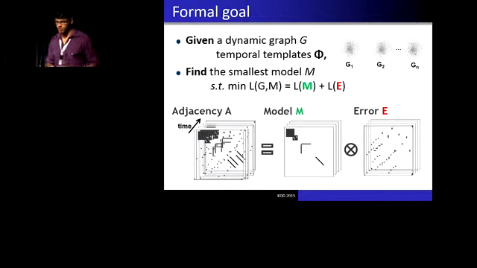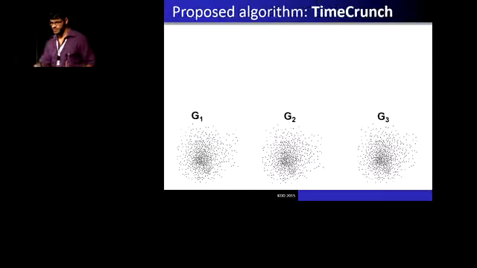Okay, so the formal goal: given a dynamic graph G, a dynamic graph, temporal graph, same thing, we want to use these temporal templates, which I described to you earlier, to find the smallest model M, which minimizes the encoding cost of the graph. We'll encode the temporal graph using this model of templates to describe graph connectivity over time, in addition to some noise or error terms.